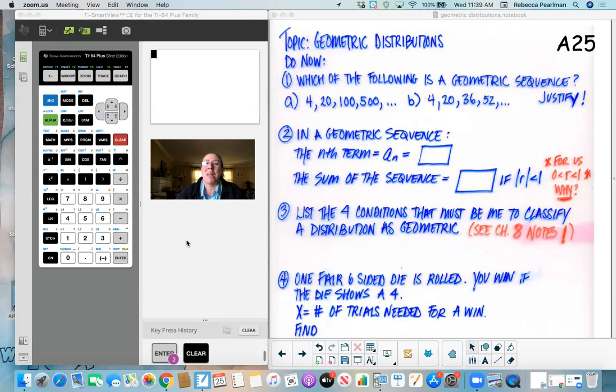Here we go. So we studied binomial distributions, and we had a fixed number of trials. Geometric does not have a fixed number of trials. We are waiting for the first success.